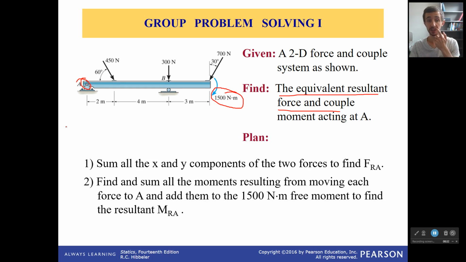First off, we're going to sum all of the x and y components of the forces to find the resultant force at A. And then we're going to find and sum all of the moments resulting from moving each of the forces to A. Now, we're moving them a horizontal distance, so in the end, only the vertical component of the forces will matter.